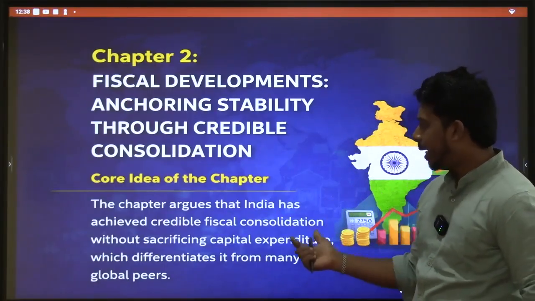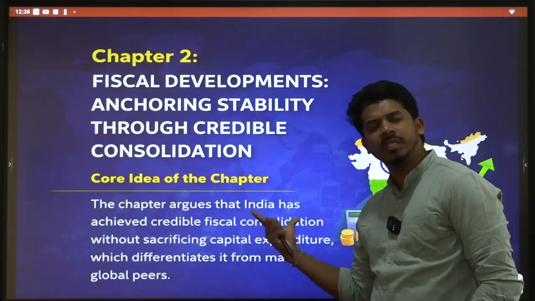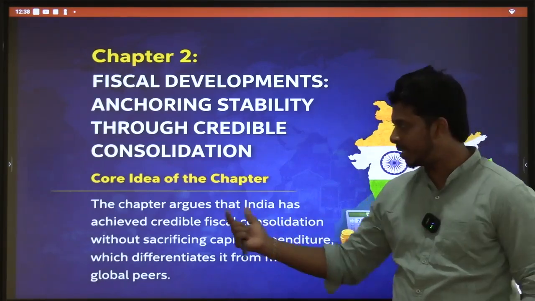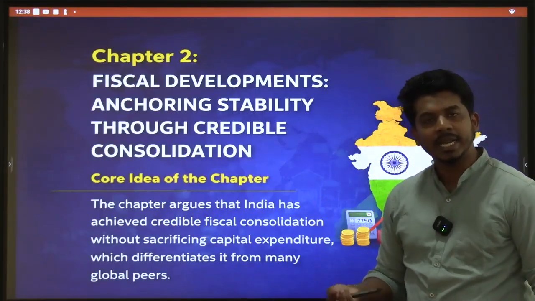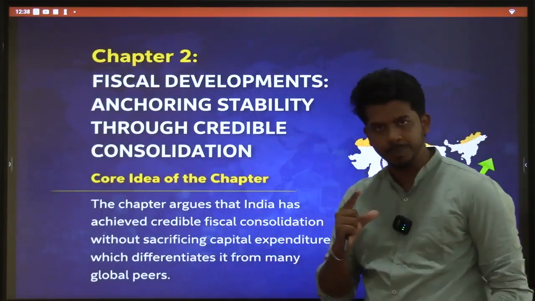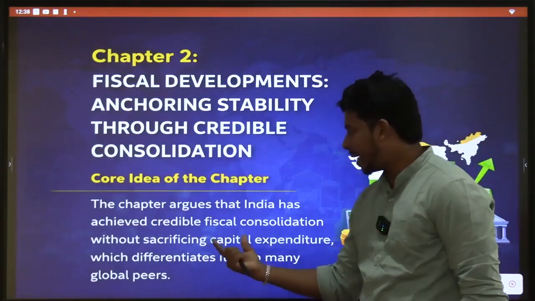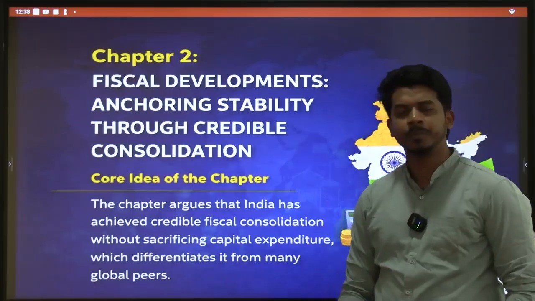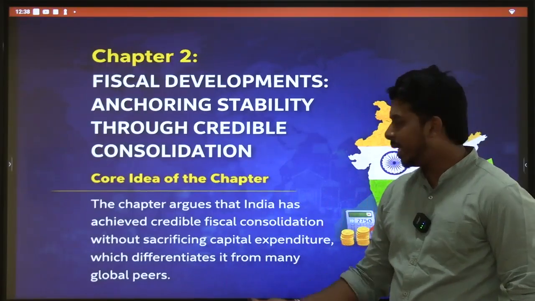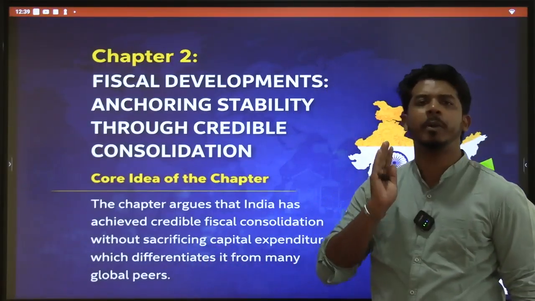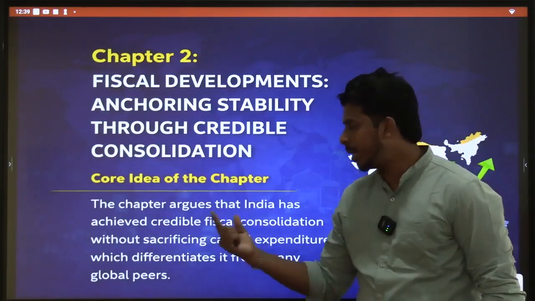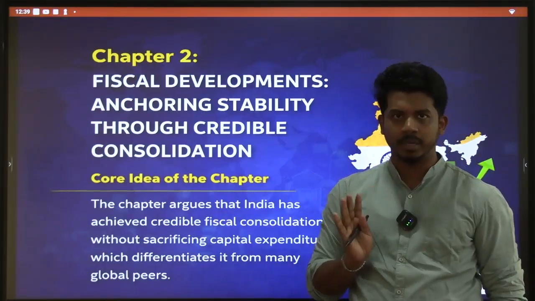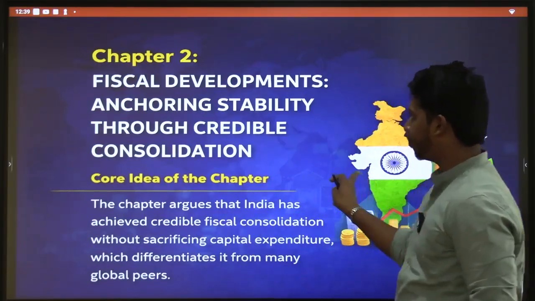It means that there is a need for something called fiscal consolidation, and India is trying to achieve it. India has achieved it in a good, credible way. Why is it credible? Because it has been done without sacrificing other things needed, like capital expenditure. And it differentiates India from other global peers. That means other countries are not able to achieve it, but India was able to achieve it. Okay, so let us see what it is.